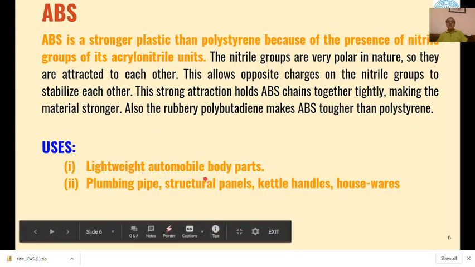The uses: this is used in manufacture of lightweight automobile body parts. Then it is used for manufacturing plumbing pipes, structural panels, kettle handles and housewares. They are also manufactured from ABS plastic.